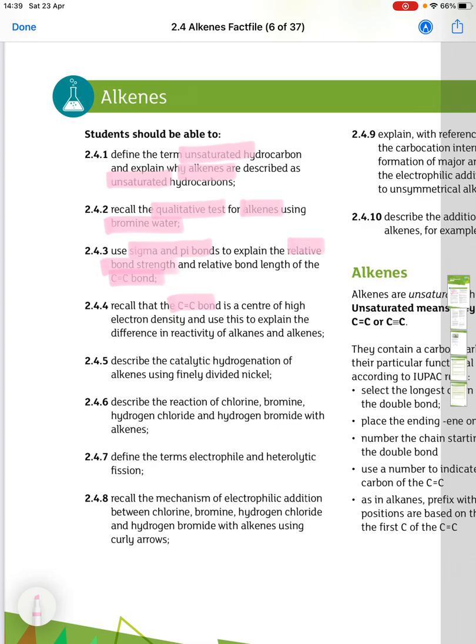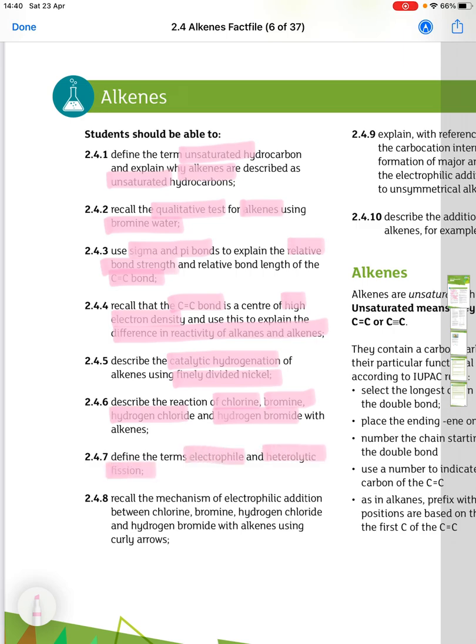Recall that the double bond is a centre of high electron density, and use this to explain the difference in reactivity of alkanes and alkenes. Describe the catalytic hydrogenation of alkenes using finely divided nickel. Describe the reaction of chlorine, bromine, hydrogen chloride and hydrogen bromide with alkenes. Define the terms electrophile and heterolytic fission.